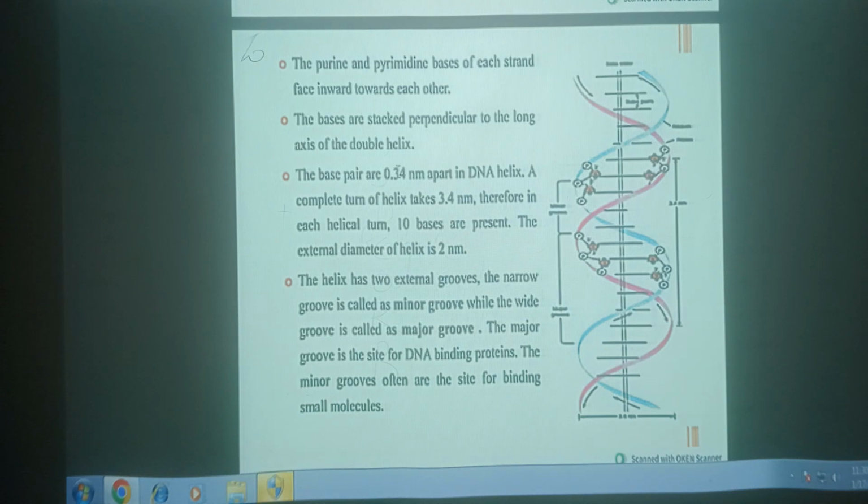The base pairs are 0.34 nm apart in the DNA helix. A complete turn of the helix takes 3.4 nm. Therefore, in each helix turn, 10 bases are present. The external diameter of the helix is 2 nm.